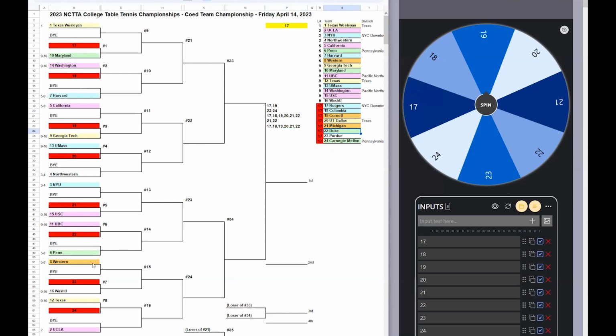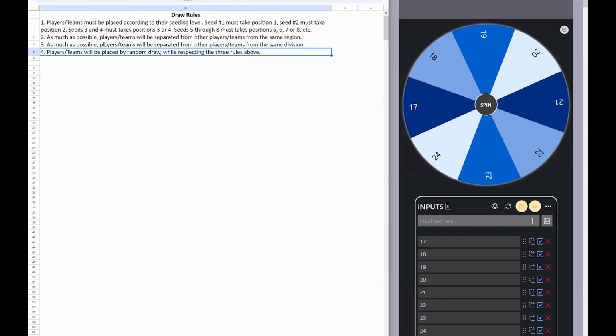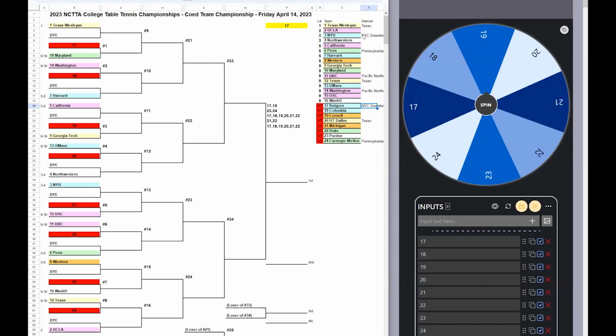Someone is asking about Rutgers, why they can't take spot 23. Yes. Okay, Rutgers, you're in the NYC downtown division. And going back to the rules, we are separating as much as possible teams from the same division. So that means NYU is in the same division as you. You're both NYC downtown, so as far as possible means top half. Since NYU is the bottom half, Rutgers will go in the top half.